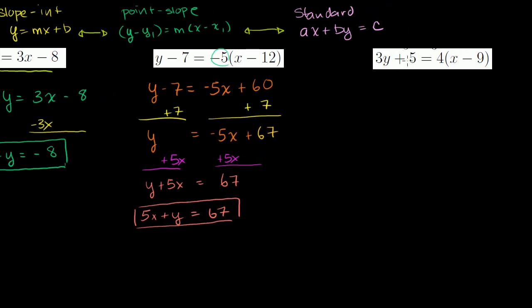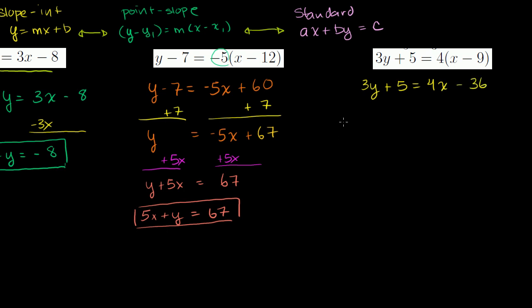Let's do one more of these. So this is in neither point-slope nor slope-intercept form. It's just in some type of intermediary mixed form right there. This looks like some type of point-slope, but this looks like something different. So it's really not point-slope. But let's see if we can algebraically manipulate it to the standard form. So we get 3y plus 5. Let's distribute out this 4. So it's equal to 4x minus 36.